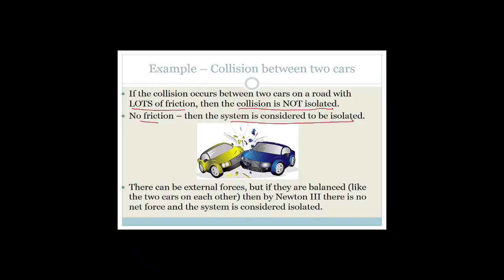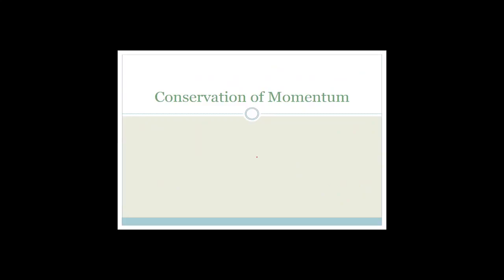So for example, when we have this collision, if car A, the yellow car, is acting on the blue car, but the blue car is also acting on the yellow car, then those external forces balance each other out. And therefore, we can say that effectively the system is considered to be isolated.